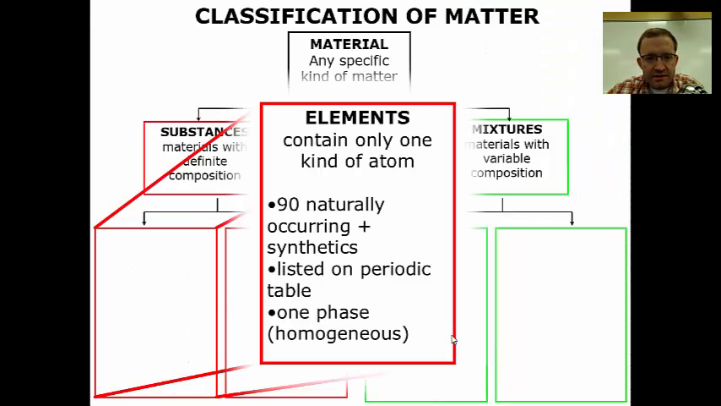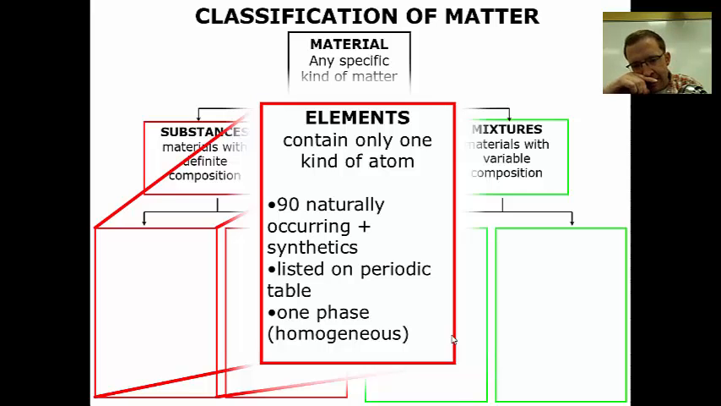Of the substances, we break those up into two categories. The first is our elements. Elements are those substances that have only one kind of atom in them. One kind of atom. There are about 90 of these that naturally occur on Earth, plus about another 30 or so synthetic elements that have been made by people in labs over the years.